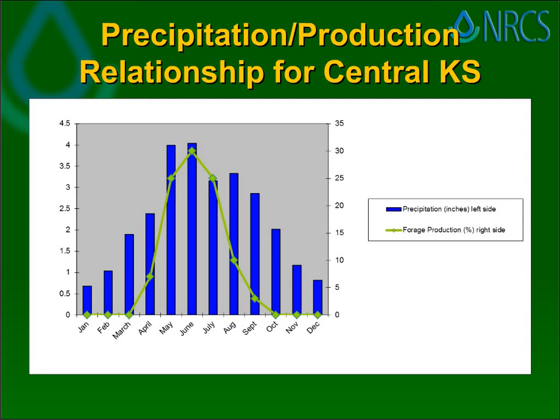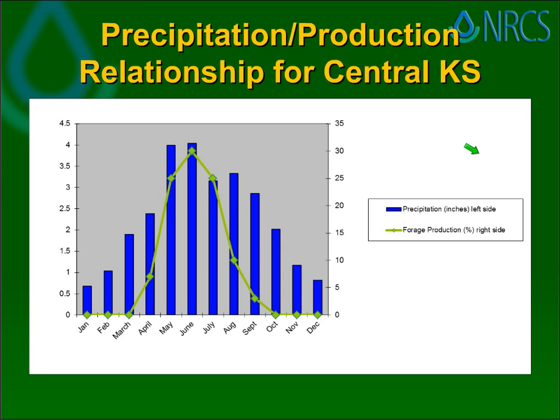Here's an example then of that precipitation production relationship for central Kansas. Ted had several years of good records to drive this and started discussing it one day, and we sat down and looked at the precip curve. When does the precipitation happen? And what does that mean to the production curve?